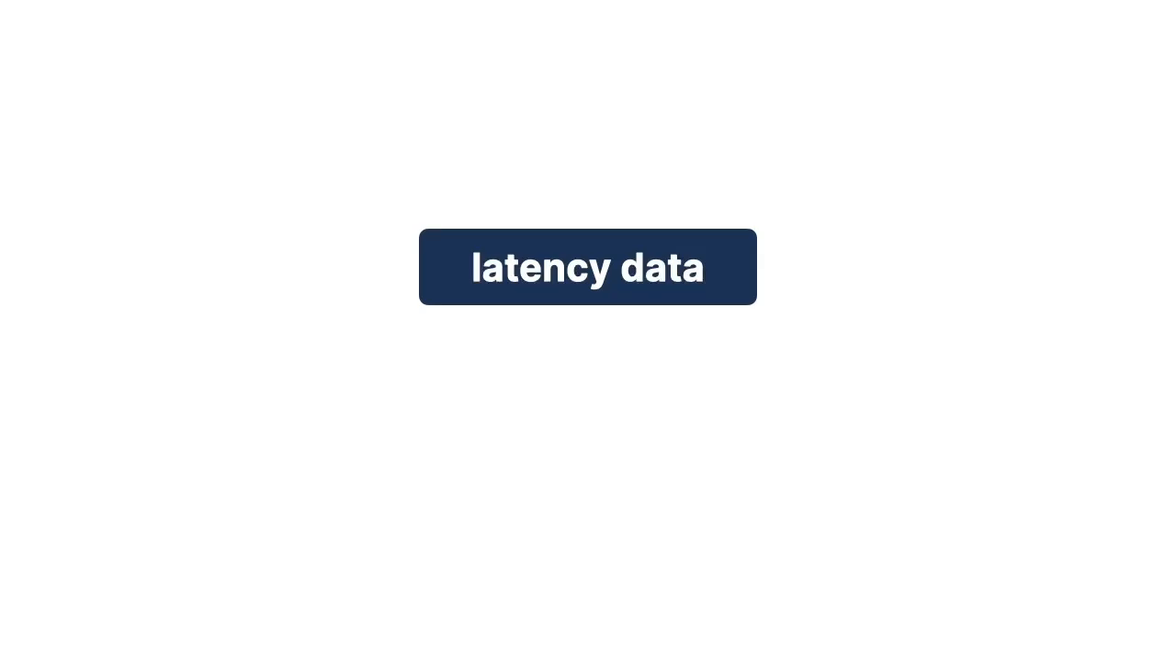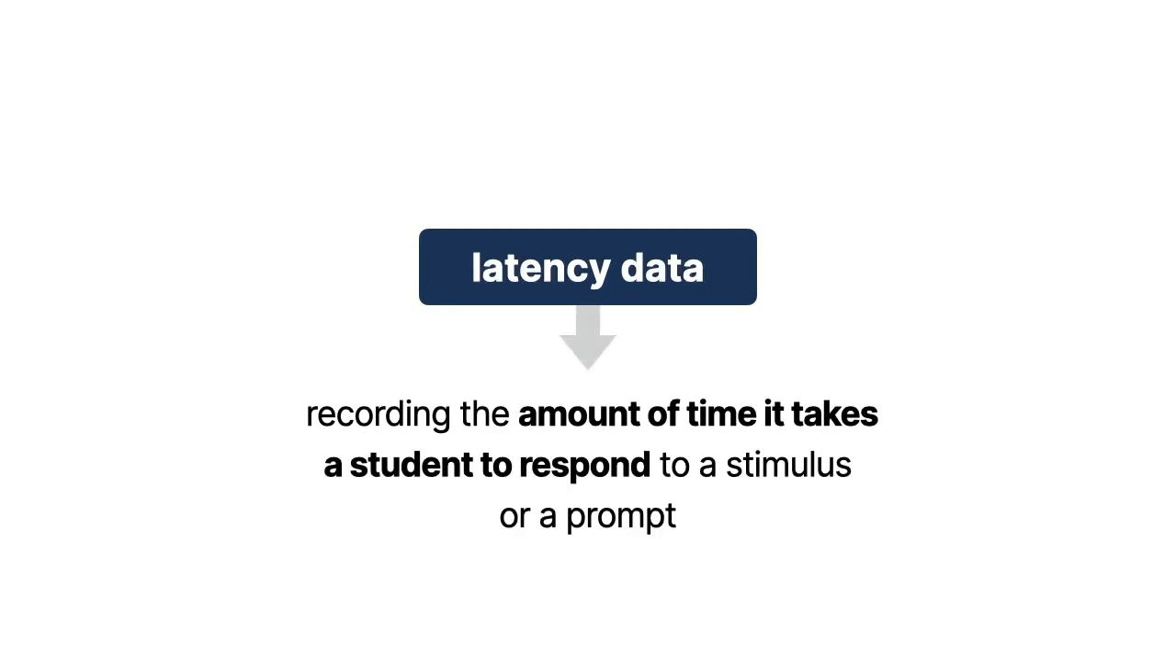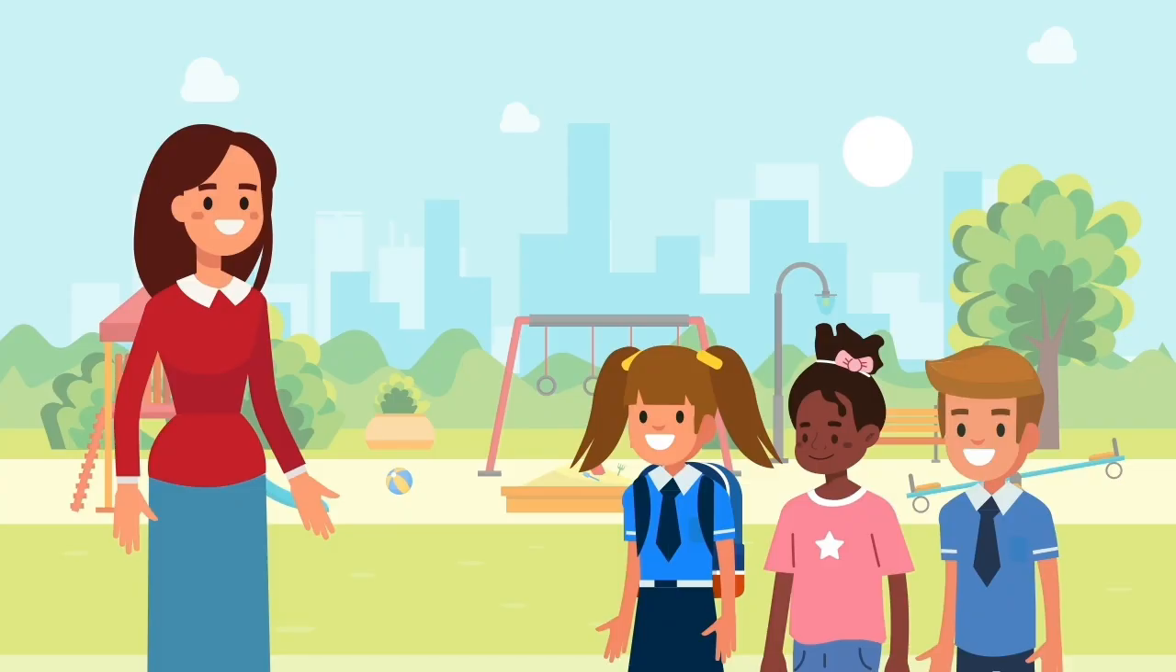When collecting latency data, we are not recording the starting and stopping point of a behavior. Instead, we are recording the amount of time it takes for a student to respond to a stimulus or a prompt. For example, let's say the behavior we're targeting with our students is lining up to enter the school building after recess. If you were collecting latency data, you would say, "Okay, class, it's time to line up for recess," and then start the timer. And then once all students line up in the assigned area, you would stop the timer.